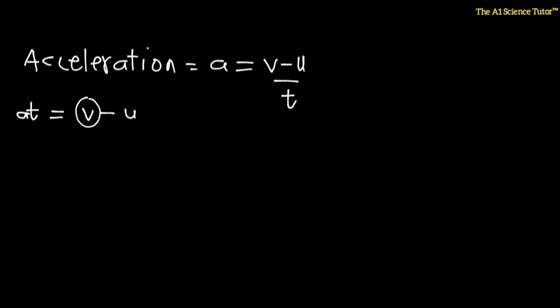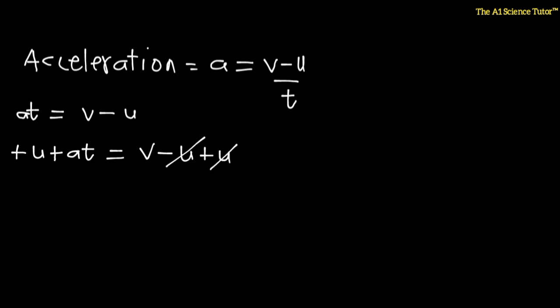Now I could make v the subject of the formula. That is by taking a negative u to the other side. Or rather, I could just add positive u to both sides. So that will be plus u plus at, and this is equal to v minus u plus u. So by this, u gets cancelled out from the right, and so v will be equal to u plus at. So this is actually the first equation of motion. V is equal to u plus or minus at.